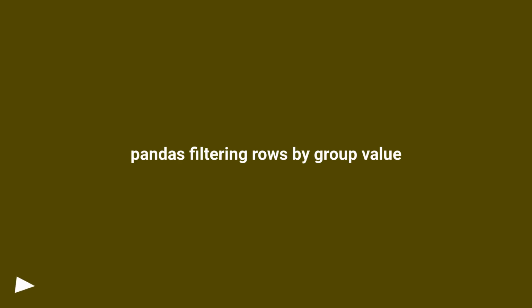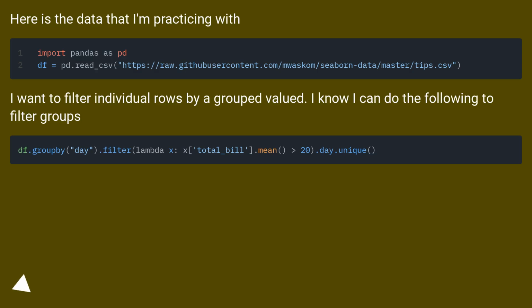Pandas filtering rows by group value. Here is the data that I'm practicing with. I want to filter individual rows by a group value.